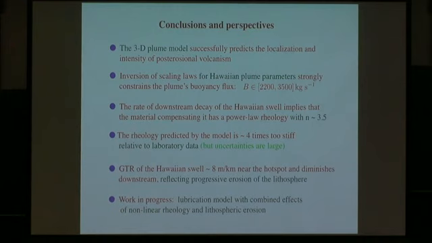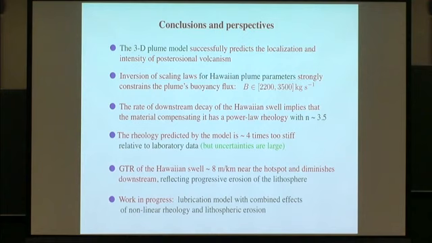But again, the uncertainties are very large, both in the data, the extrapolation over many orders of magnitude of strain rate, and of course the simplifications in the model. So it's not surprising you get some discrepancy. Then to the geoid, the GTR of the Hawaiian swell is 8 meters per kilometer roughly near the hot spot and diminishes downstream, reflecting progressive erosion of the lithosphere by the plume.